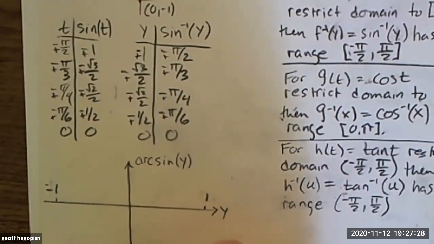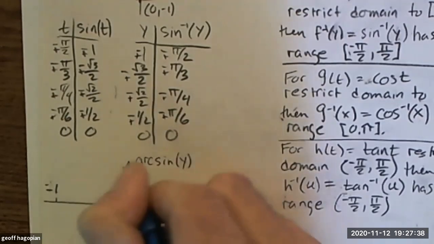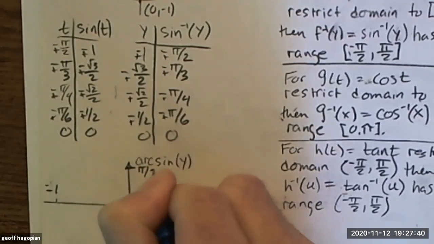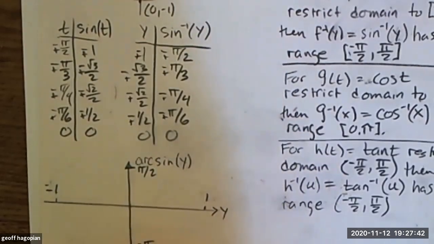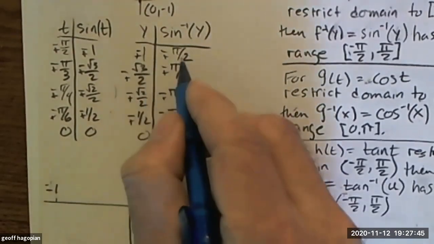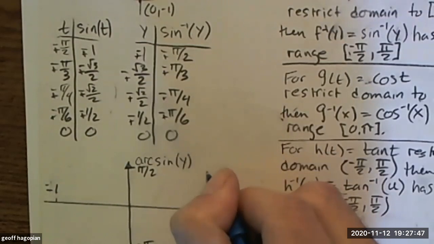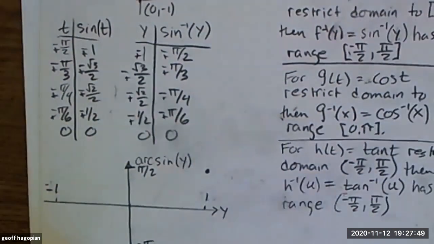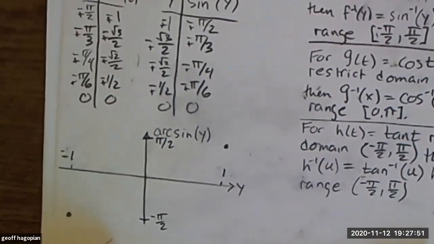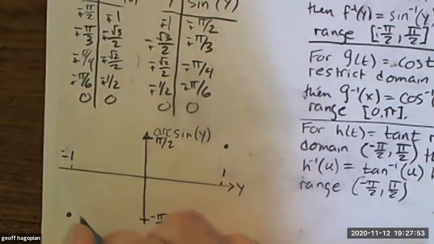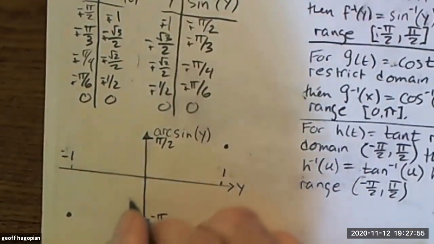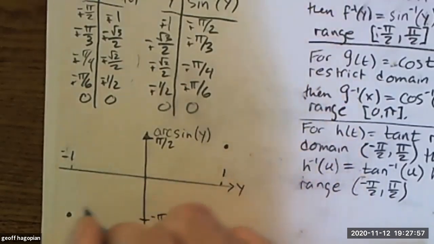Well, I kind of wish I'd scaled this a little bit differently, but that's all right. So here's negative pi over 2. That means that this is positive pi over 2, roughly. And so we have negative 1 produces that, and positive 1 produces positive pi over 2. Oops, a little bit off. And what about the points in between? It wants to look like a sine curve, right?